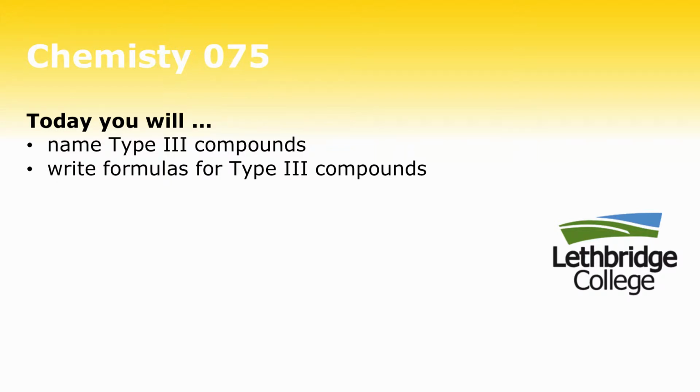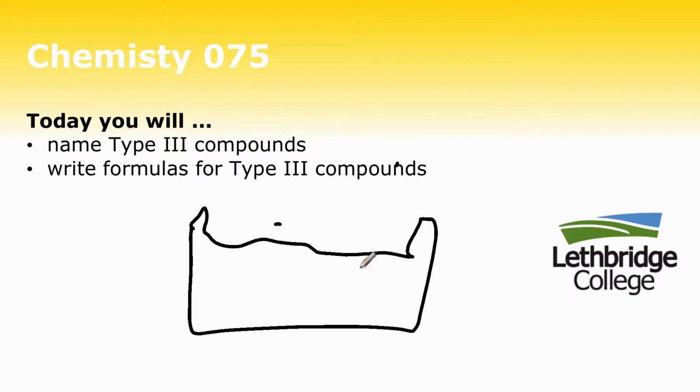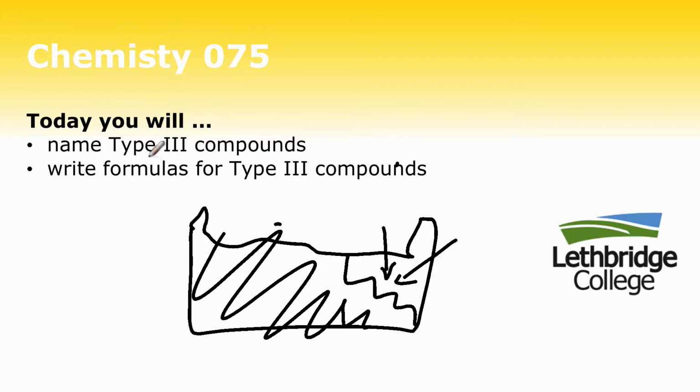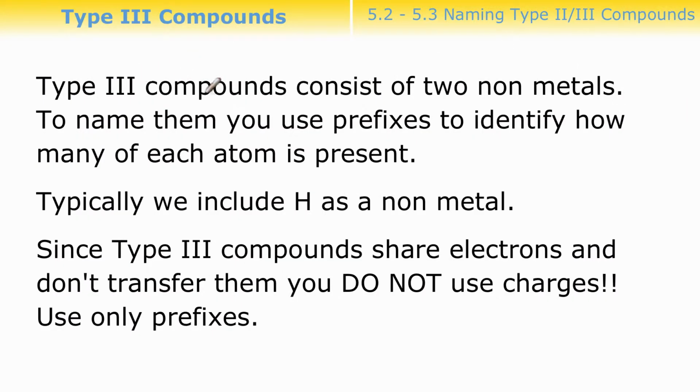In this video, we are going to look at naming type 3 compounds. So if I look at the periodic table, here's my staircase. Type 3 compounds are two elements bonded together covalently that live in the nonmetals. So they're both nonmetals, and there'd be no metals in these type 3 compounds. To name them, you use prefixes to identify how many of each atom is present.